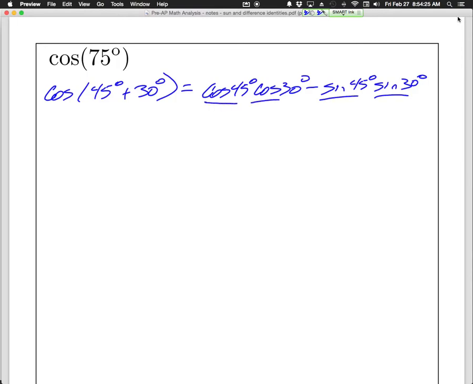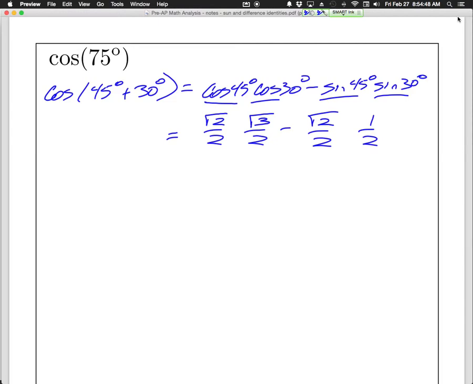So cosine of 45 we know is square root of 2 over 2, cosine of 30 is square root of 3 over 2, sine of 45 is square root of 2 over 2, and sine of 30 is 1/2.